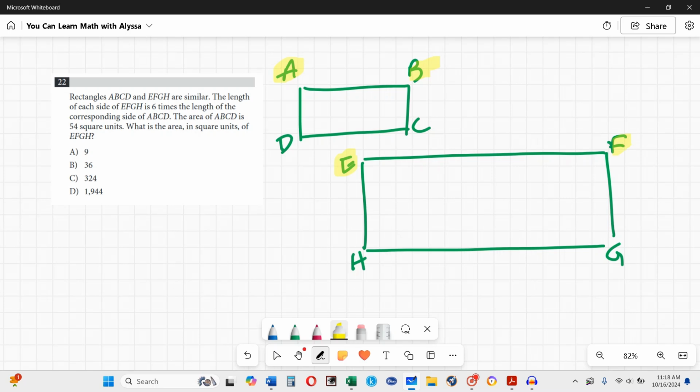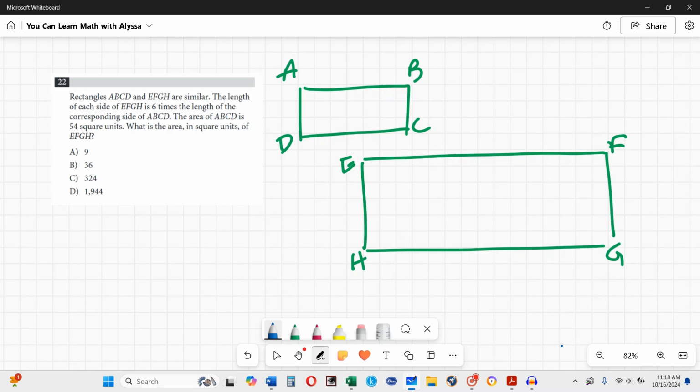Right, back to our little problem here. They're telling us the length of each side of EFGH is 6 times the length of the corresponding side of ABCD. Get rid of my little highlights here because the undo feature isn't working. Okay, so the length on EFGH, 6 times the length of ABCD, each side corresponding.